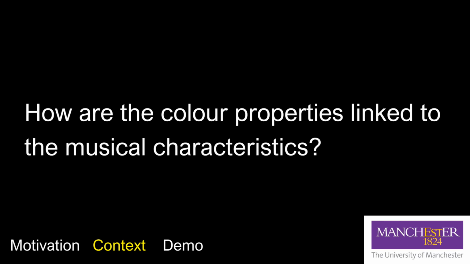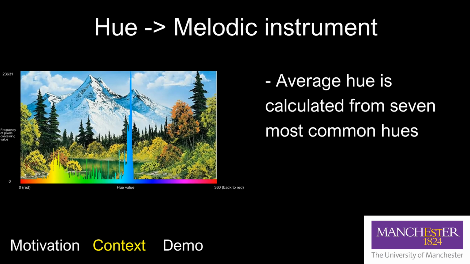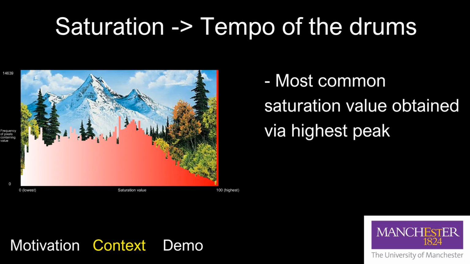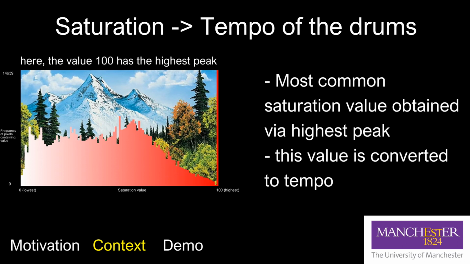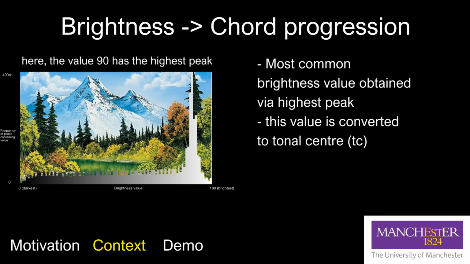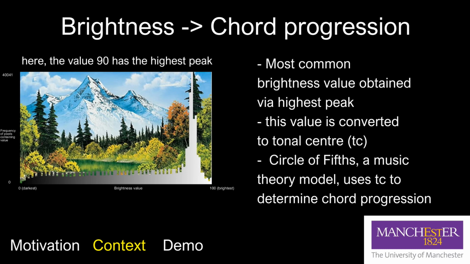The properties of the generated histograms will provide the musical qualities of the loop in the following ways. When analyzing the hue histogram, the average value of the 7 most common hues will determine the type of melodic instrument. In the saturation histogram, the most common saturation value, which is determined by the highest peak, will be mapped to a tempo measured in beats per minute for the drum sample to be played at. And in the brightness histogram, the most common brightness value, also determined by the highest peak, will be mapped to a tonal center number, which obtains a chord and its corresponding neighboring chords according to the circle of fifths.